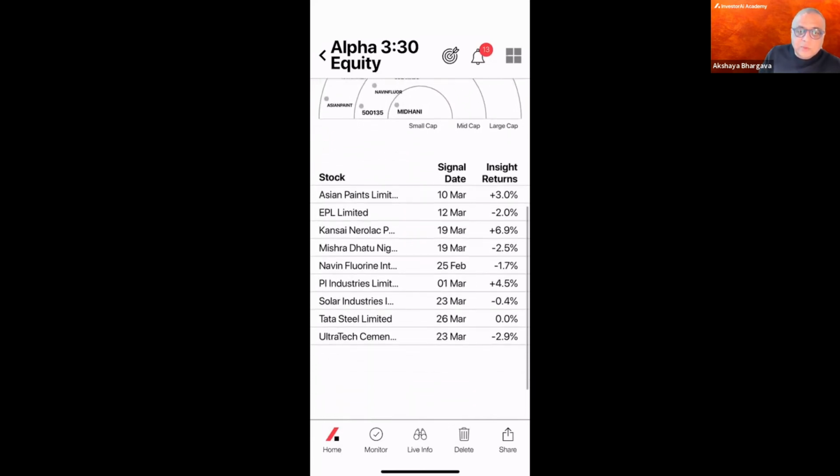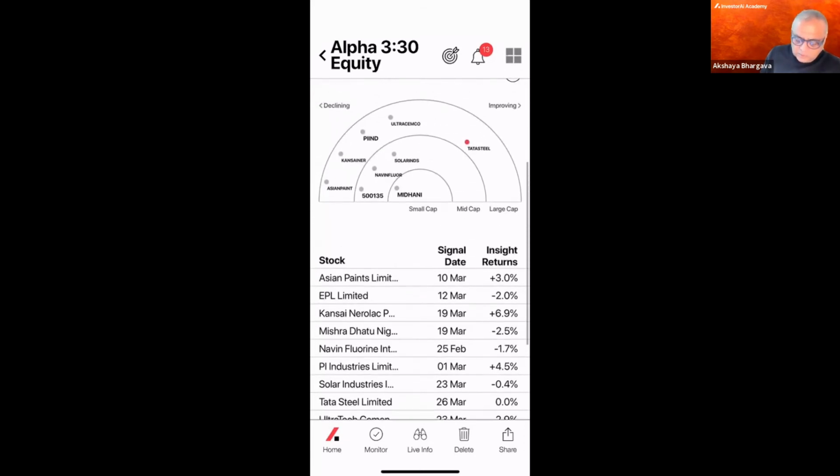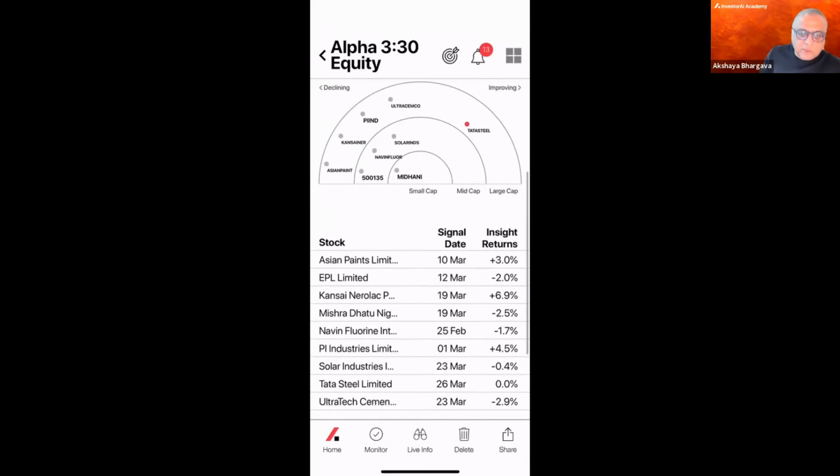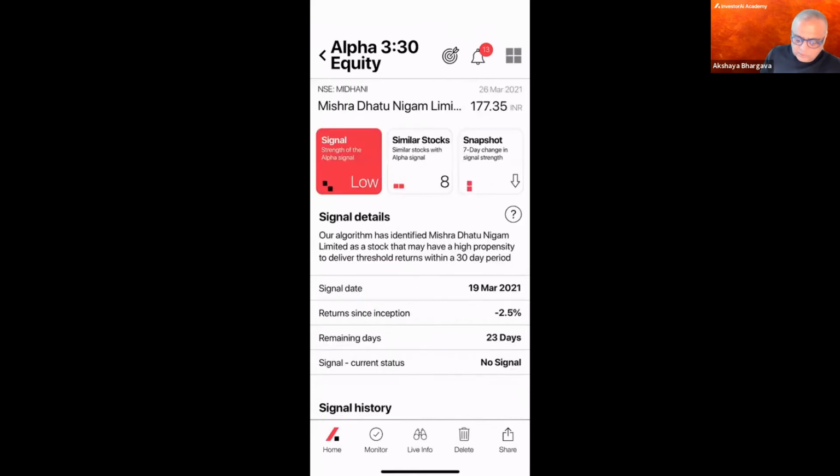So here it shows you all the names of the companies, the date when the signal was generated, and from that date to today, what are the returns? And again, you can go directly. You look at the chart, and if you want to go to Mishra Dhatu Nigam, you just click on it, and it will take you to that particular page.